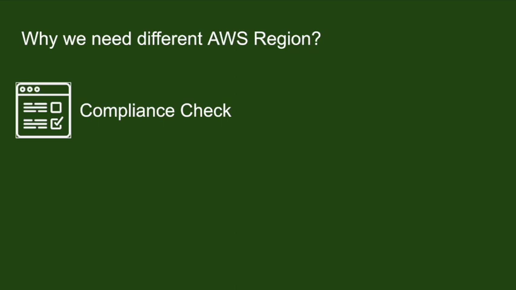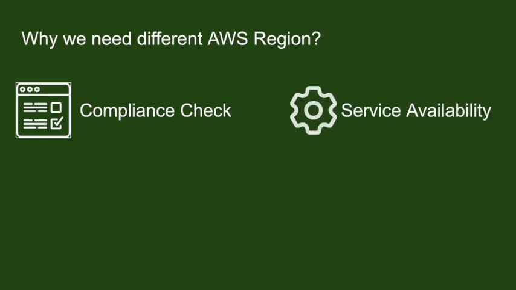So one thing is compliance check for your business. The second thing is service availability. It is not that all the services are available in AWS in all the regions. Basic services like compute, storage, and network are available in all the regions. But if you are looking for some advanced services, you need to make sure that the region you select has the service you are looking for.